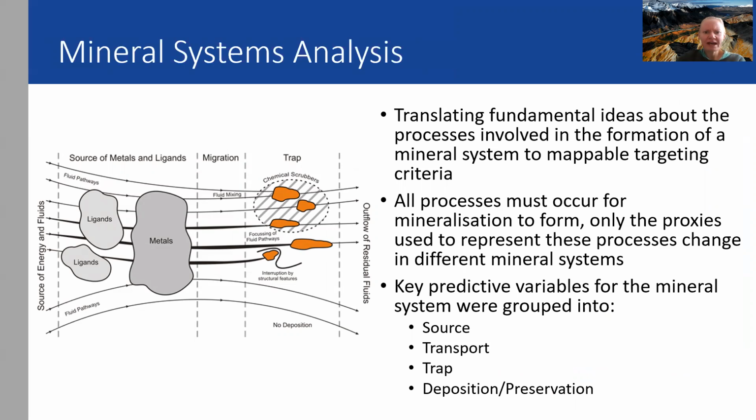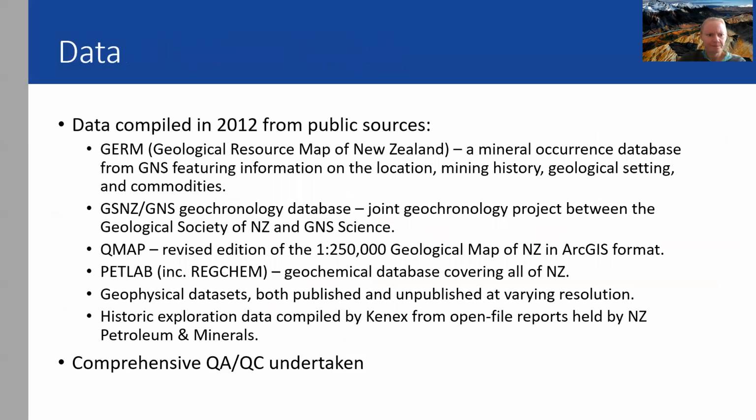So when we're looking at doing mineral potential mapping, we used a mineral systems-based approach, which involves translating the fundamental ideas about the processes involved in the formation of a mineral system to mappable targeting criteria from which we can map spatial proxies from our available GIS data. And all of the processes, so source, transport, trap, and deposition and preservation processes, must occur for the mineralization to form. It's only the proxies that are used to represent these processes that change between the different mineral systems.